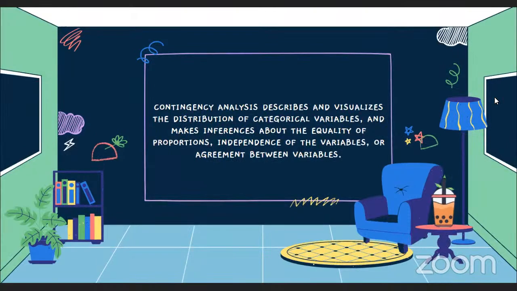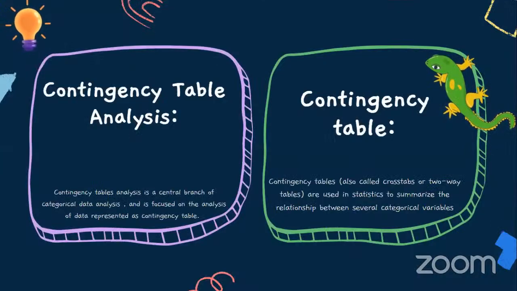Contingency analysis describes and visualizes the distribution of categorical variables and makes inference about the equality of proportions, independence of the variables, or agreement between variables. Contingency table analysis is a central branch of categorical data analysis and is focused on the analysis of data represented as contingency tables.